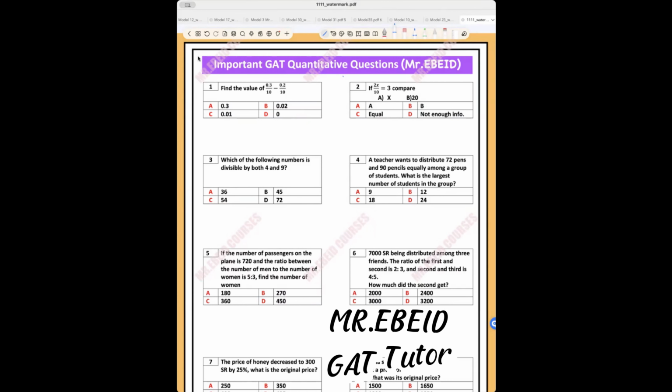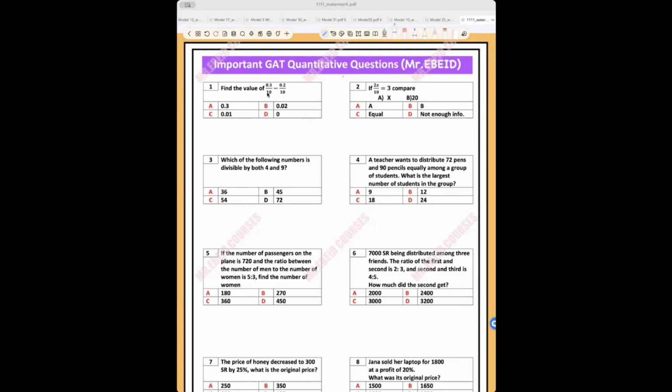Hello, everyone. Here is a set of new important JET questions. Let's get started. Question 1: find the value of 0.3 over 10 minus 0.2 over 10. In this question, we have the same denominators, which means we can subtract the numerators directly. So 0.3 minus 0.2 is 0.1.